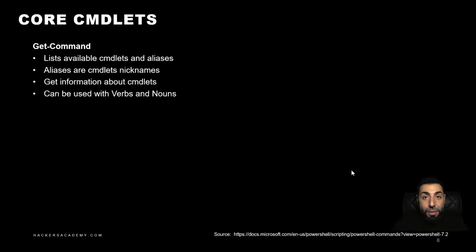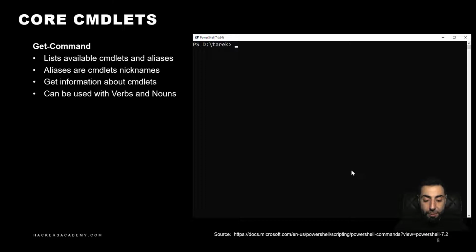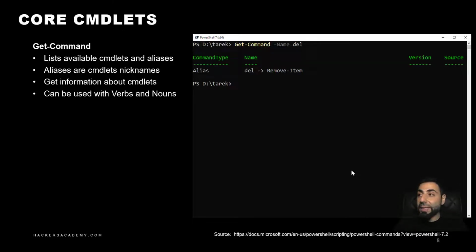Now again, as a quick reminder, these cmdlets are composed usually with a verb and a noun. So you can use the get command to look for certain verbs or certain nouns. Let's take an example. Let's say I want to delete something. I can do something along the lines of get command, and I'm gonna say show me anything with the name or a cmdlet with the name del or delete. And you can see here that del is an alias that points to remove item.